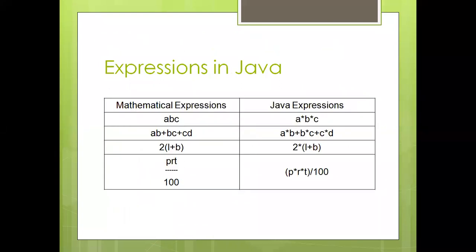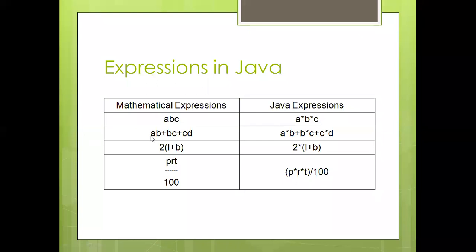Now very important, mark it important: expressions in Java. You will always get this type of question: write the expression in Java, or write the Java expression. In mathematics, we write it like abc. You can understand it. What is the meaning of abc? It means a multiplied by b multiplied by c. But how will the compiler understand? It is a computer, a machine, it cannot understand. So in Java, we write abc as a multiplied by b multiplied by c.